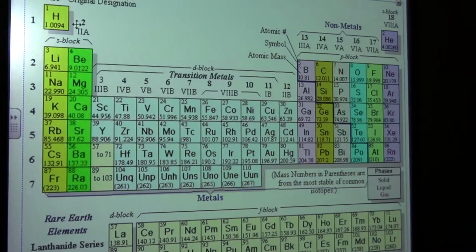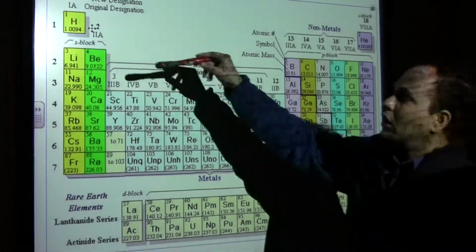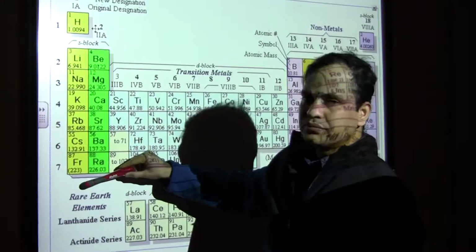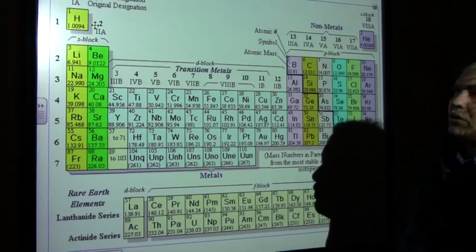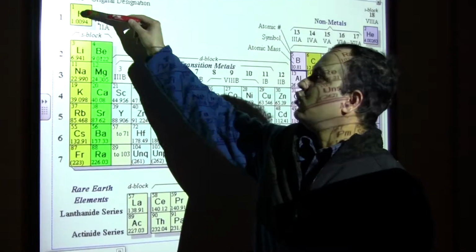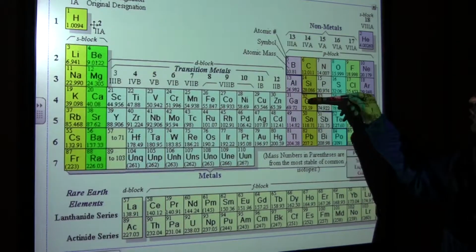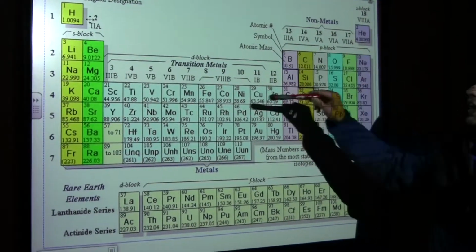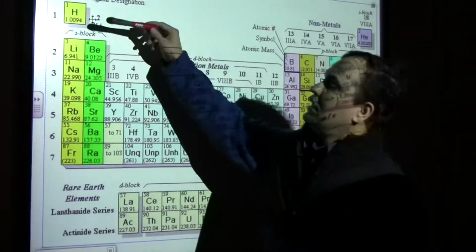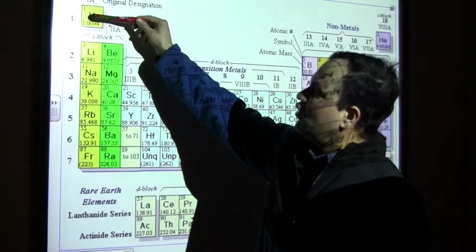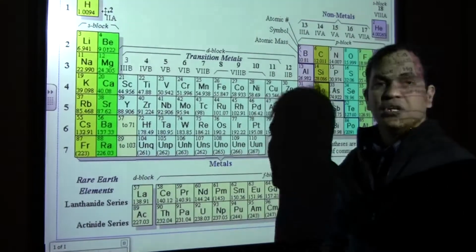Now the second part we should know about is the vertical columns and the groups. The vertical columns are called groups, while the horizontal rows are called periods. If you count, there are 18 vertical columns, 1, 2, 3, up to 18. So there are 18 groups in the periodic table. While there are 7 horizontal rows, 1, 2, 3, 4, 5, 6, 7. And these horizontal rows are called periods.